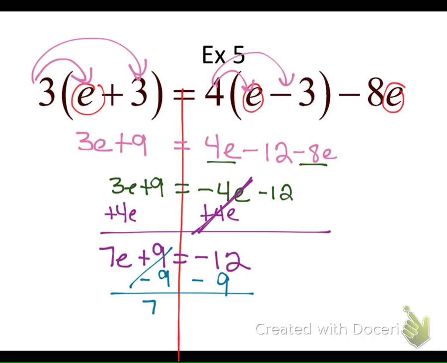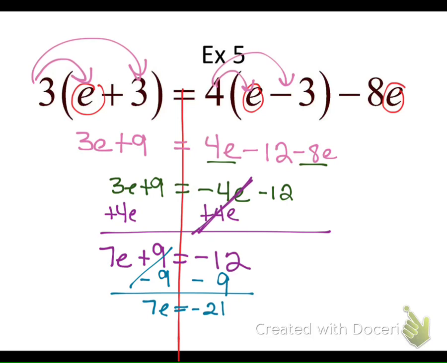So 7e equals, what's negative 12 minus 9? Negative 21. Listen, if you owe me $12, then you owe me 9 more, you're going to owe me $21. How do I get the e by itself?